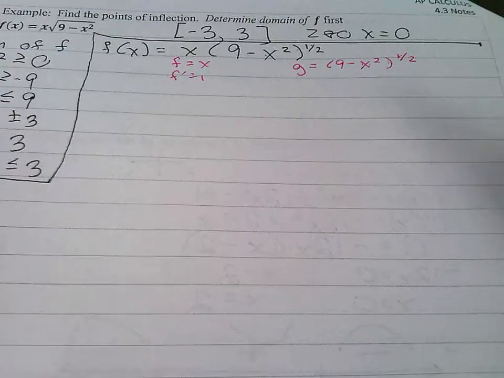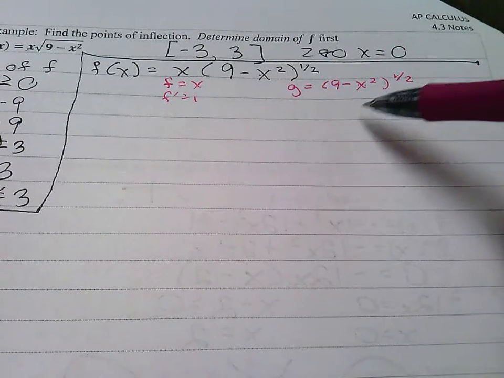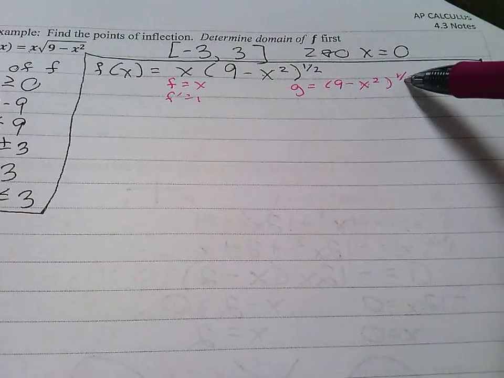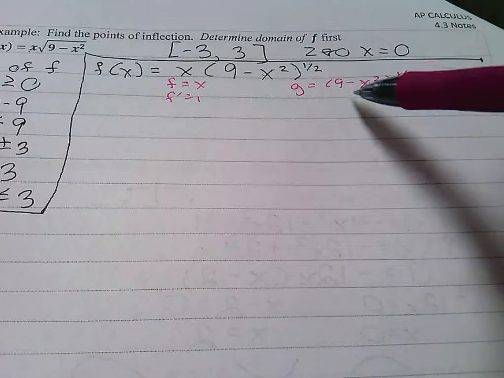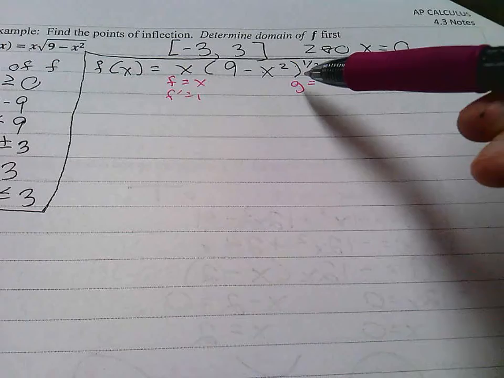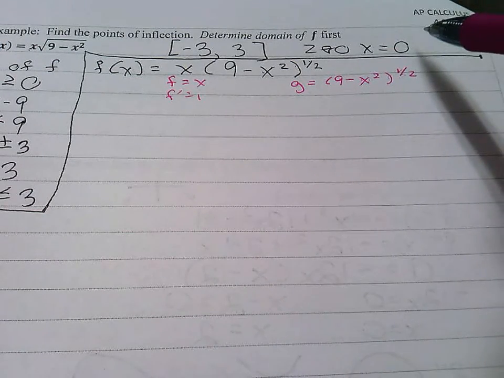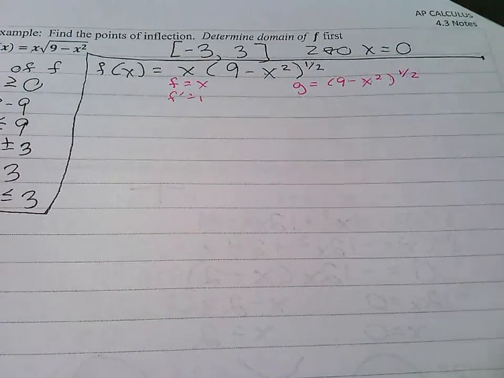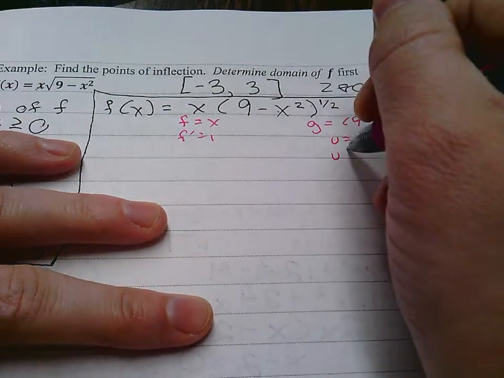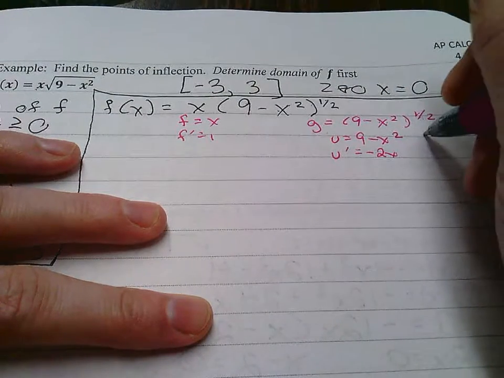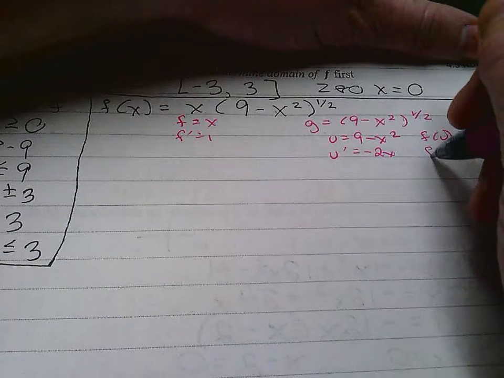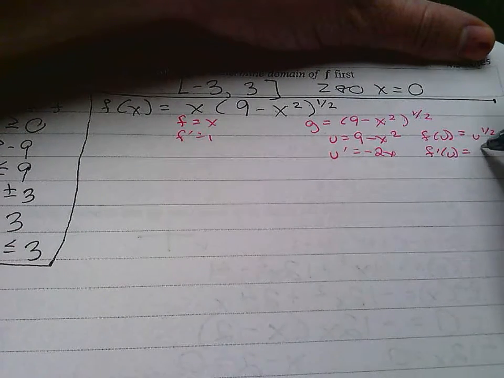You don't have to do the u's and the v's. I'm just going to show you real quick. To do this without the u's, which I'm going to do, you bring the 1/2 down, 1/2 times the derivative in here, which is going to be negative 2x, and then subtract 1. So it's going to be 1/2 times negative 2x times 9 minus x squared to the negative 1/2. But I'm going to do it here. So u is 9 minus x squared. u prime is negative 2x. f of u is u to the 1/2. f prime of u is 1/2 u to the negative 1/2.